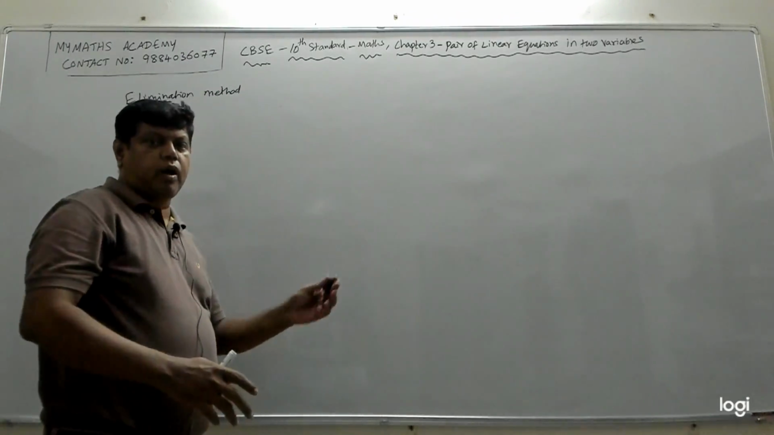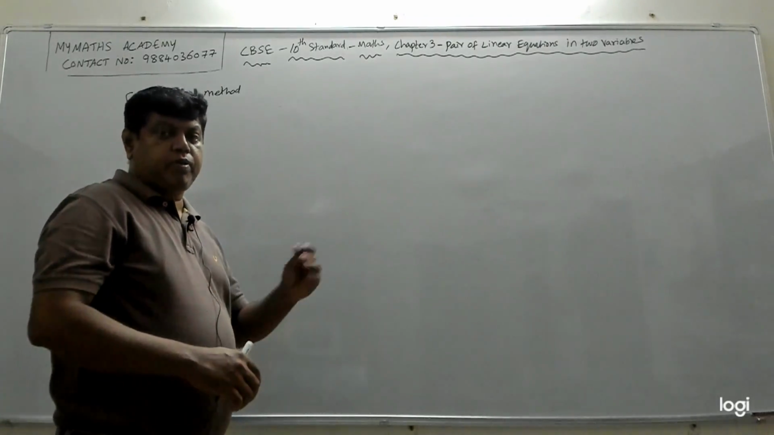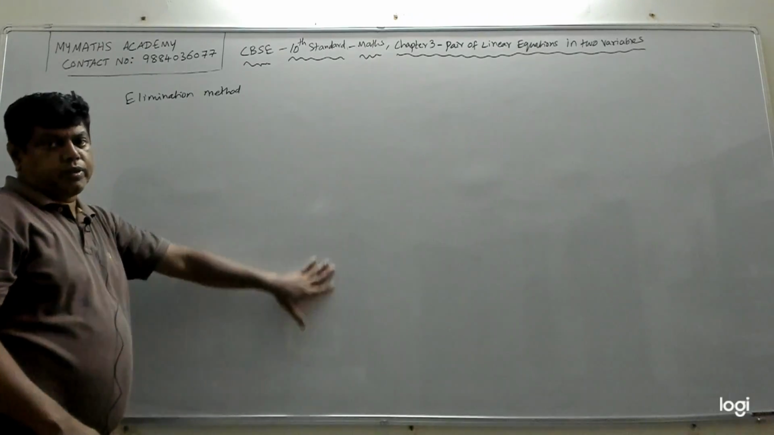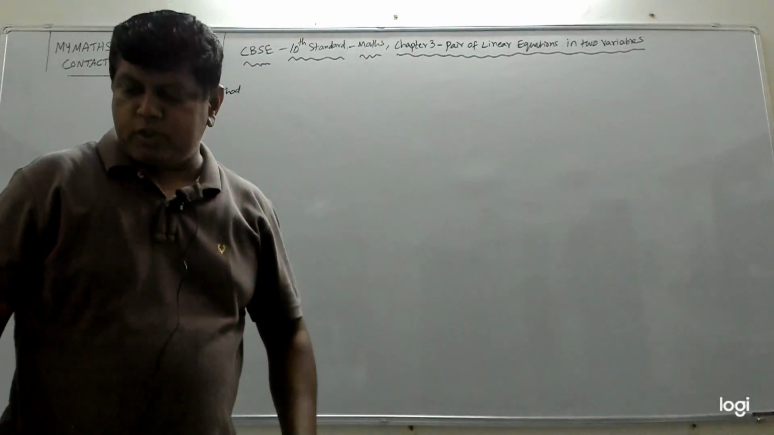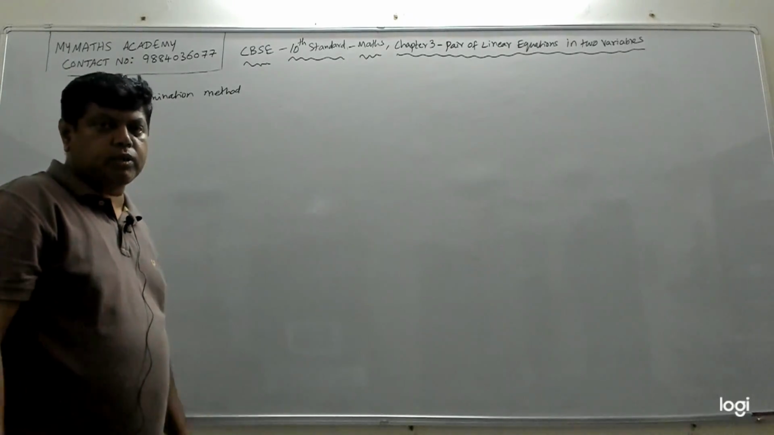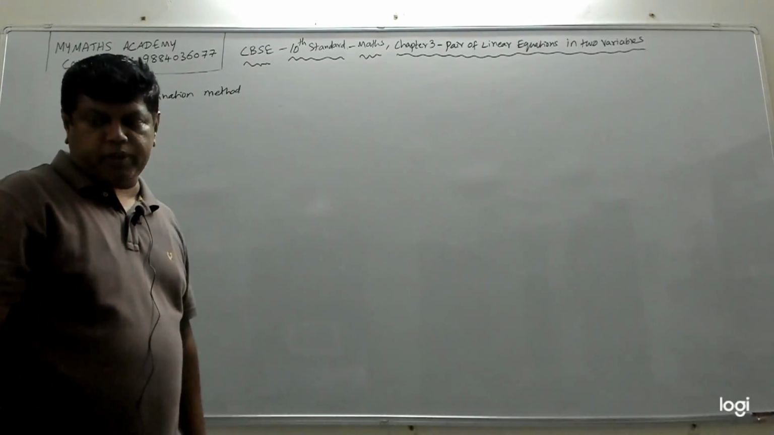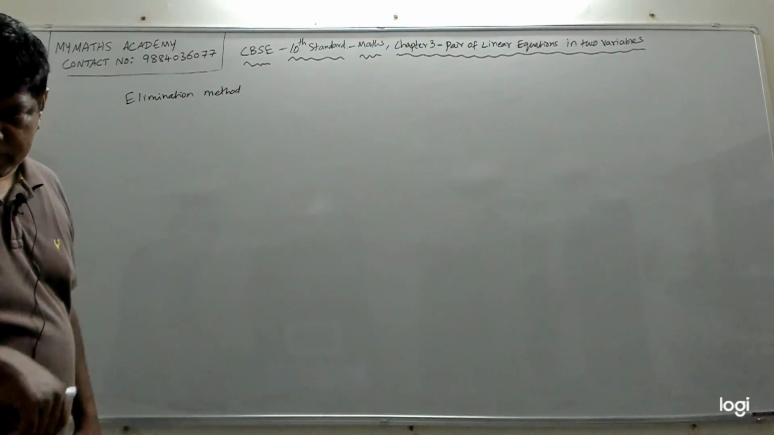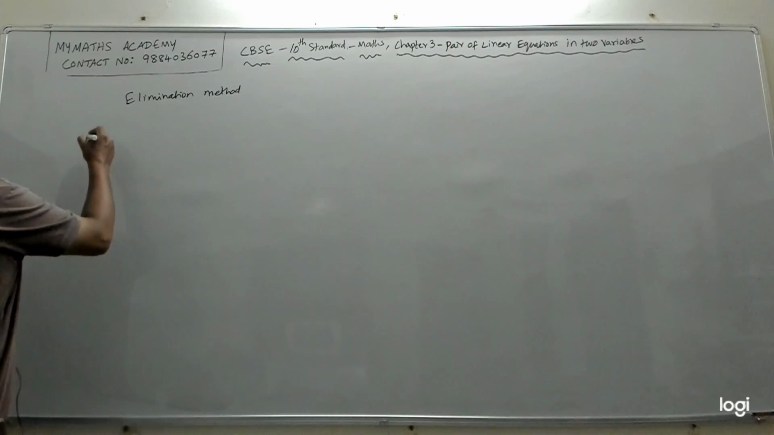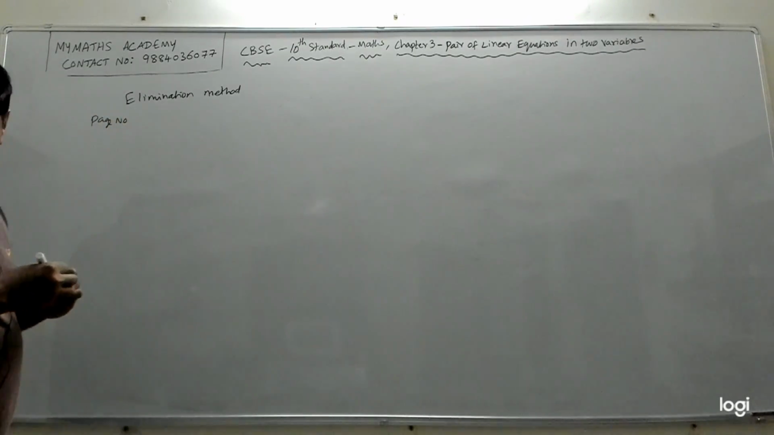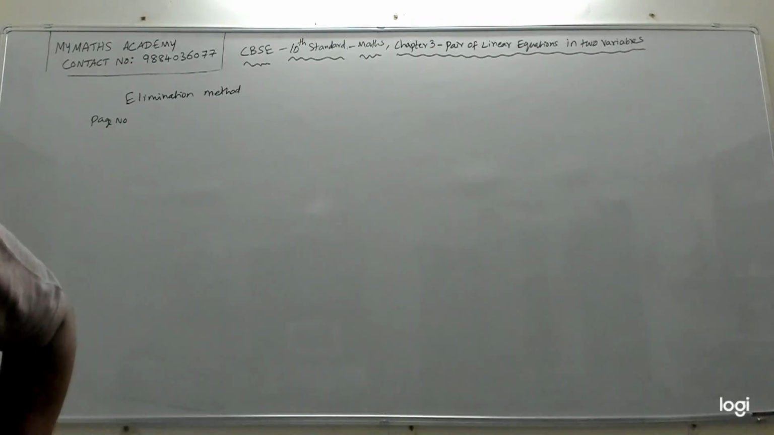In the previous video we saw the substitution method. Now we will see the elimination method. Now let's go to example 11. While doing example 11, I will also explain the elimination method. We are on page number 54. I will write that first.